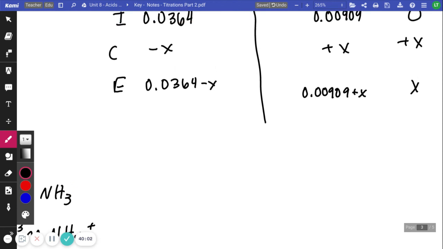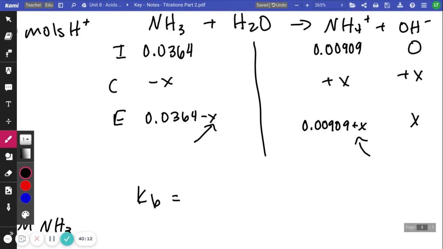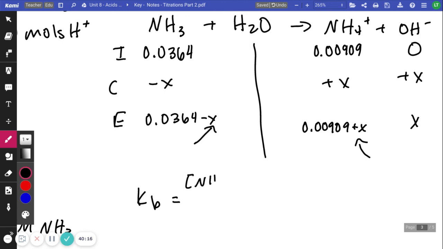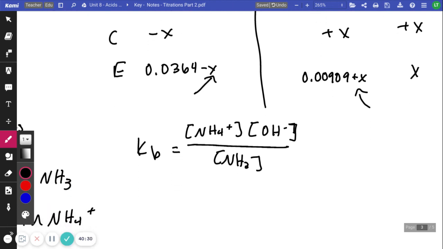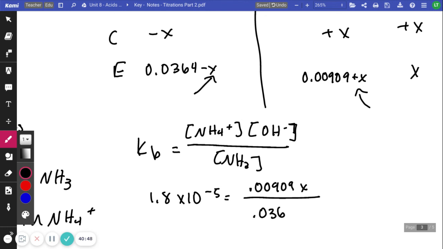Again, guys, our Kb value from our problem is 1.8 times 10 to the negative fifth. So these x's here can be considered negligible when we plug them into our equilibrium expression. Our equilibrium expression is going to be NH4+ times the concentration of OH- all over the concentration of NH3. And again, like I said, those x's can be considered negligible. So when we plug it in, our Kb of 1.8 times 10 to the negative 5 is equal to 0.00909 times x all over 0.0364. And then we can solve for our x.